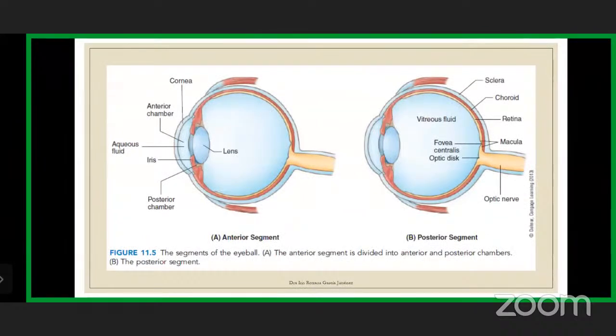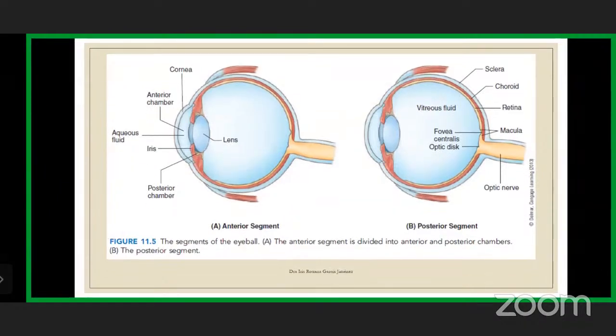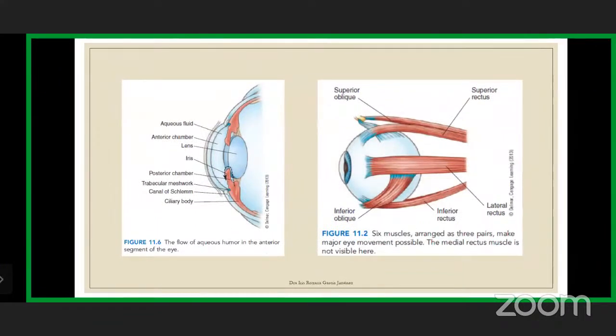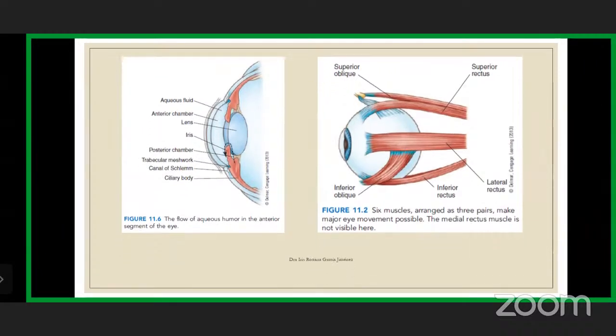Now we have the details of the anterior segment and the posterior segment. Again, with anatomical review, checking and practicing, it's possible to make it. And now we have the flow of aqueous humor in the anterior segment of the eye, how it moves, and then the six muscles arranged in three pairs for moving the eye.